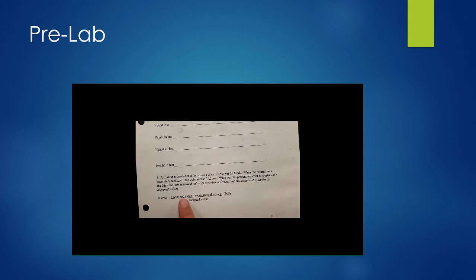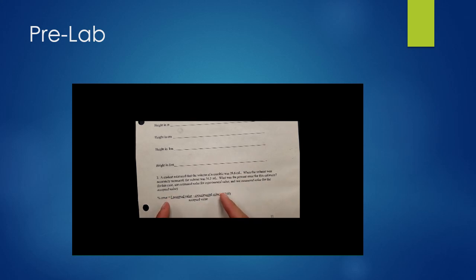So the accepted value, that is going to be the true value, the correct value, the accurate value. So read the word problem and figure out which one of those numbers is the true, accurate, accepted, measured value. The experimental value, that's usually the guess. What the student guessed, what they thought, what the student came up with, so not the true value. So you're going to figure out which is which and then plug those numbers in.